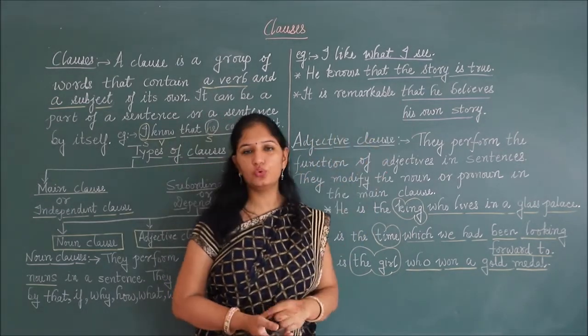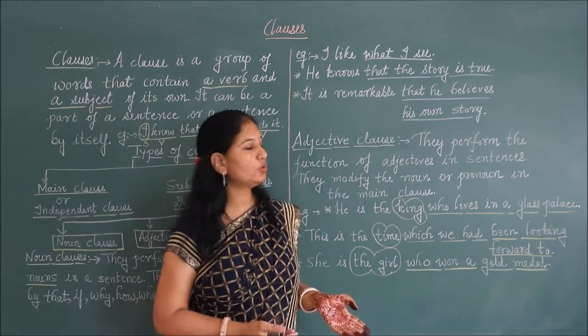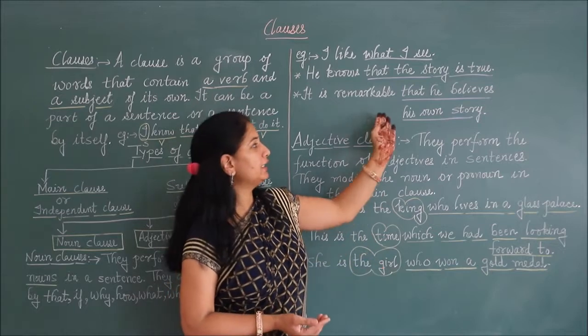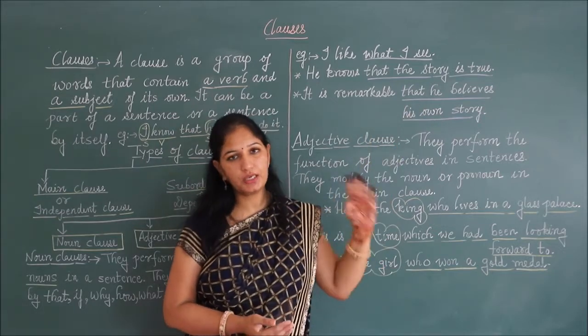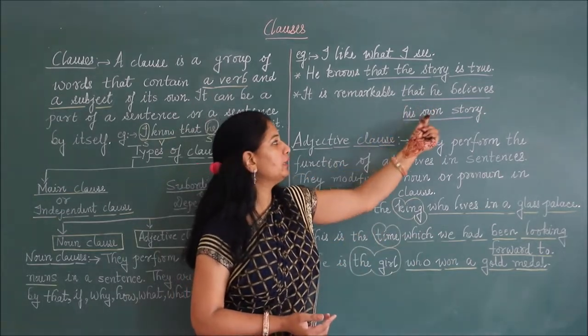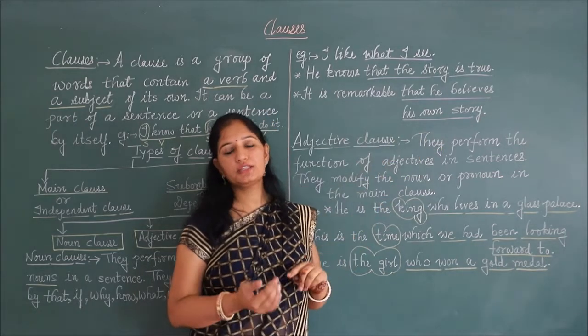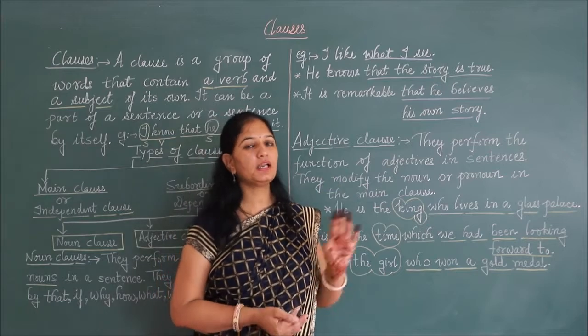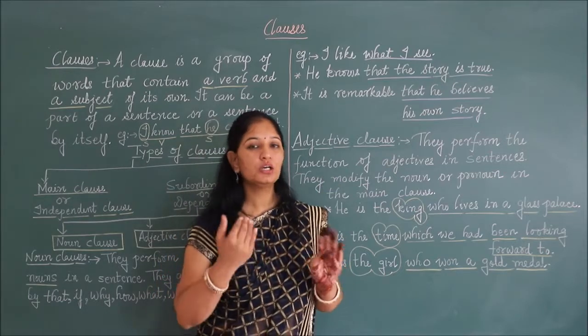That he believes his own story. This is the second clause. So it is remarkable. What is remarkable? That he believes his own story. Again, this clause, that he believes his own story, is functioning as a noun in the sentence. That's why again it becomes a noun clause.